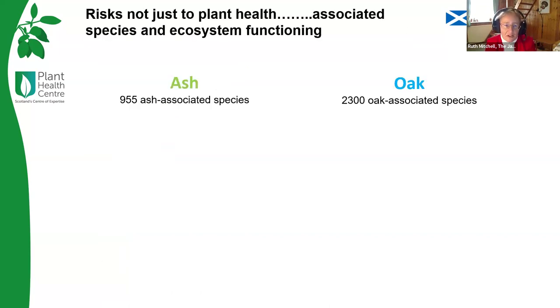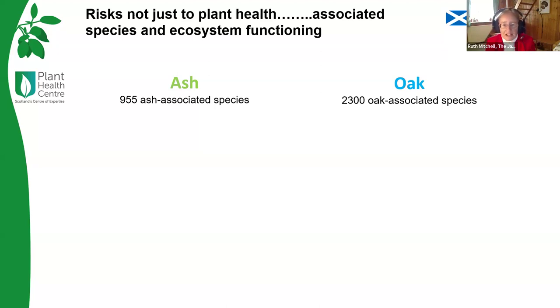But it's really not just the likelihood of pests and pathogens establishing that we need to think about. We also need to think about the cascading impacts of those pests and pathogens onto other species. So if a pest or a pathogen establishes and influences a host plant, and that host plant declines in abundance, that could also influence all the other species that use that host plant.